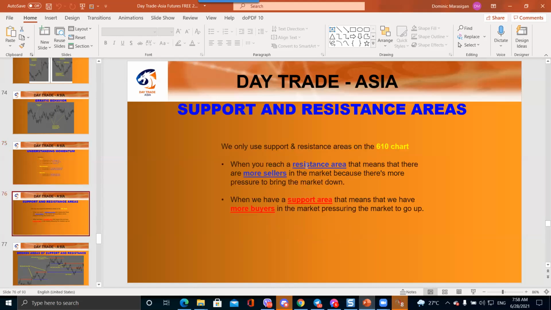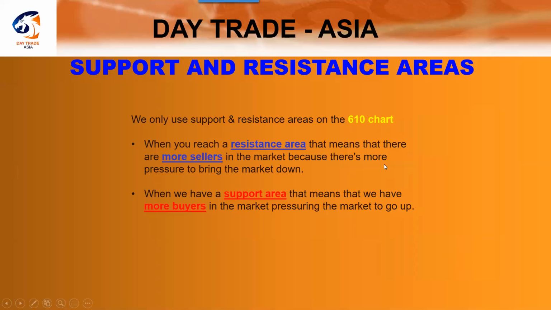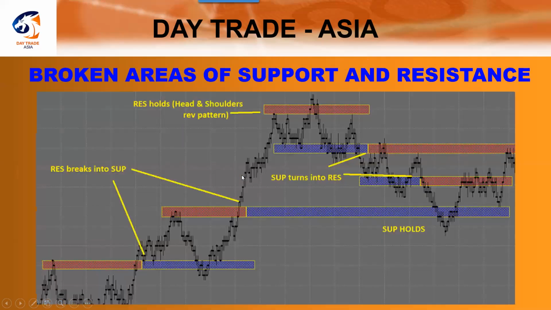Okay, so now we're going to be covering support and resistance. Support and resistance, you'll also hear called supply and demand, same thing. It's just another way of putting it. In terms of support and resistance, the top one here is always called the resistance area. The bottom here is called the support area.